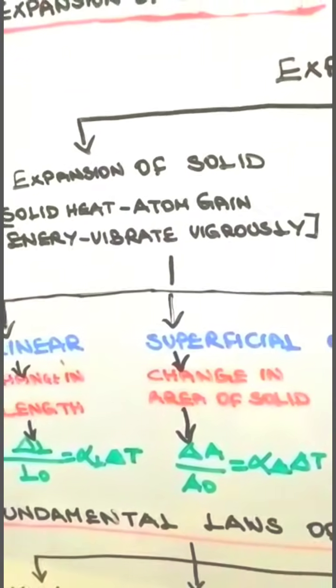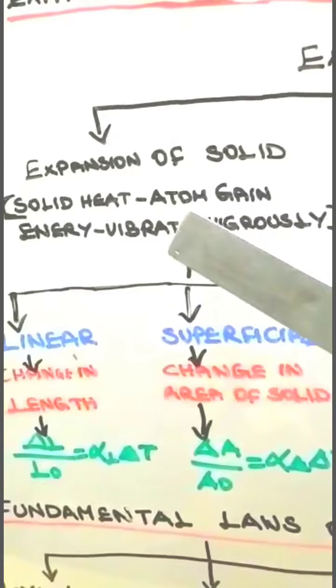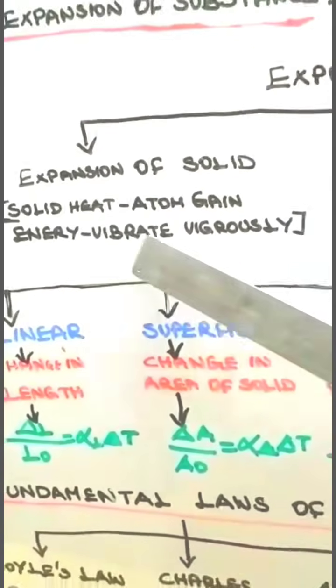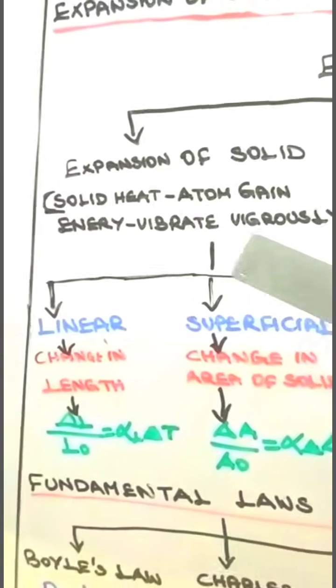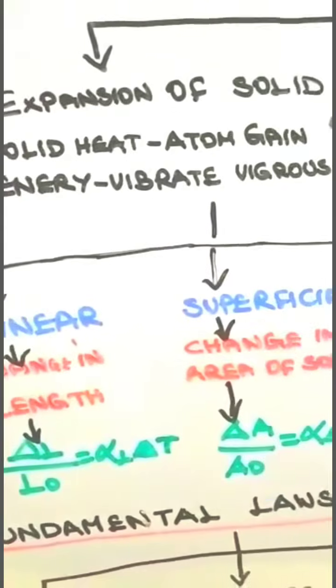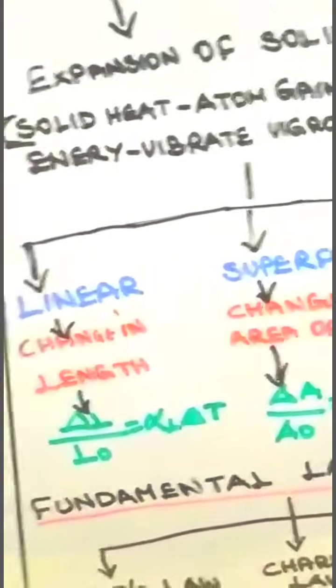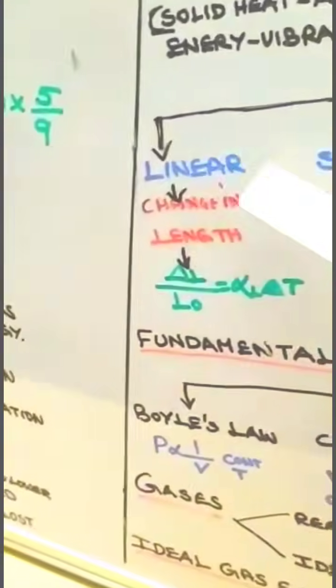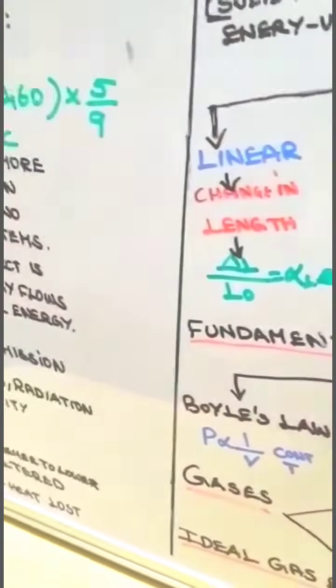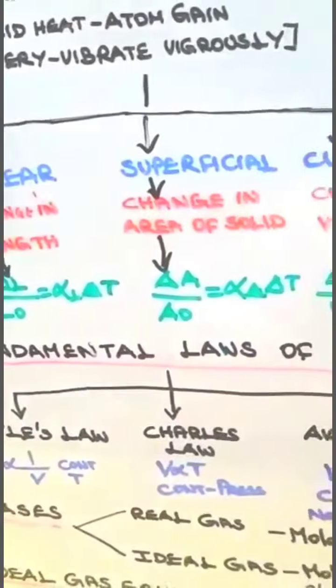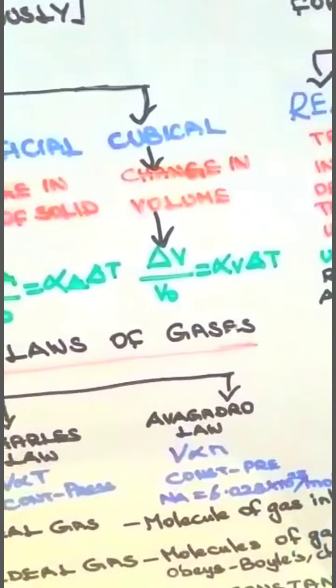When heat energy is supplied to solid, the atoms gain energy and they start vibrating vigorously. Due to this vibration, you have three types of expansion. The first expansion is called linear expansion, the second one is called superficial expansion, and the third expansion is called cubical expansion. Now we will see these three in detail.